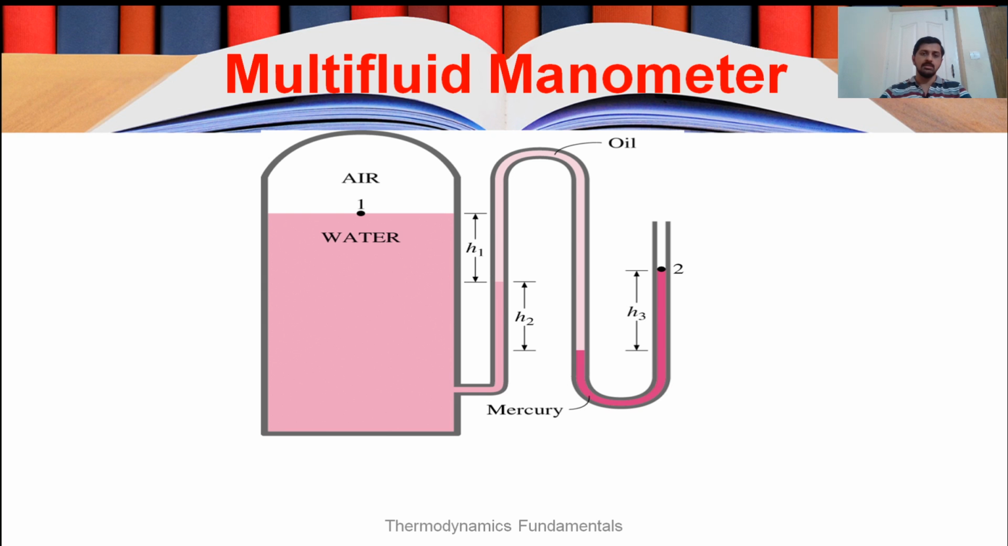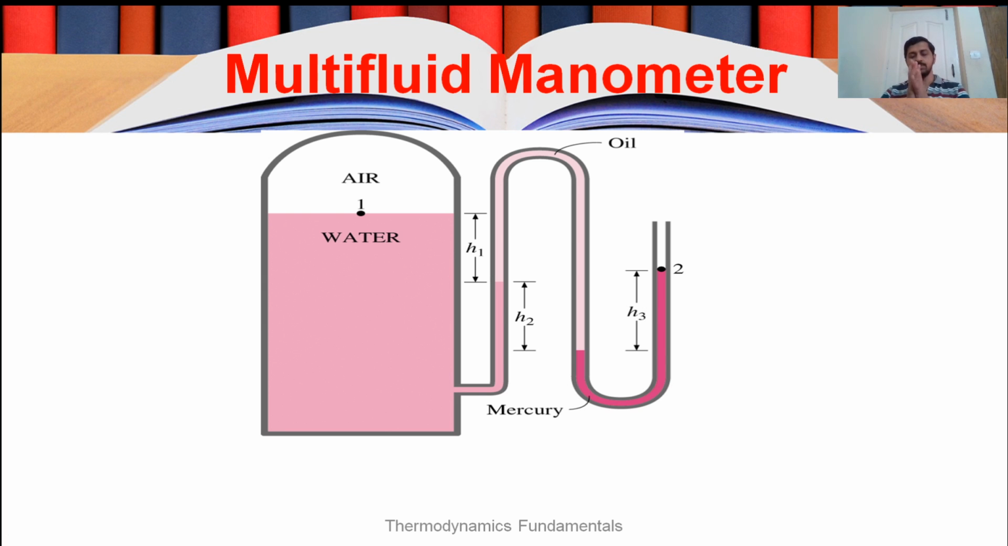So for example, here we have a tank containing water, and on top of it air is there. Point 1 is at the interface of air and water inside the tank, and various heights are shown: H1, H2 and H3. There is a multi-fluid manometer like this which contains two fluids. The first fluid is water here, and you have oil as well as mercury. If you want to measure the pressure at point 1, you have to do a detailed analysis.